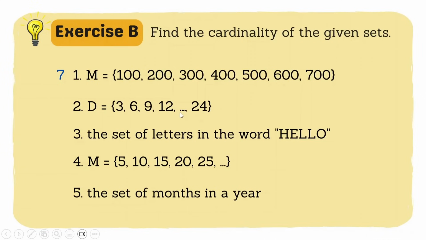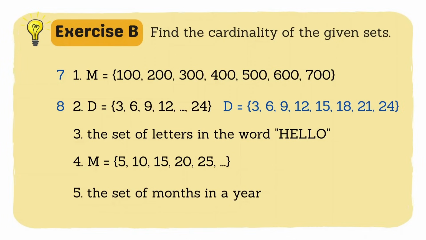So there are how many elements in between 12 and 24? Meron po tayong 15, 18, tsaka 21. Kaya, madadagdagan ng 3. So, we have 1, 2, 3, 4, 5, 6, 7, 8. There are 8 elements. Therefore, the cardinality is 8.